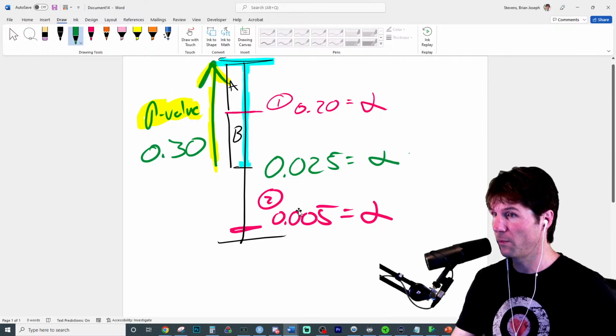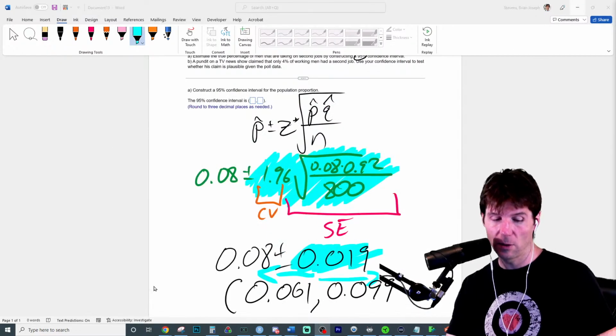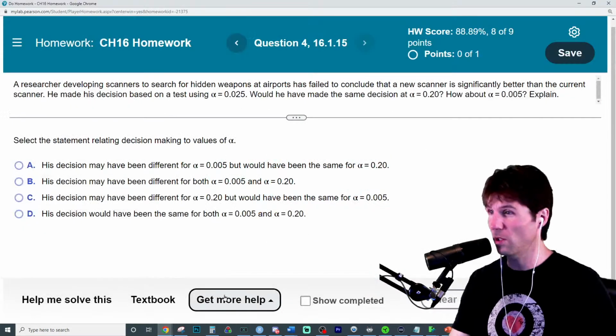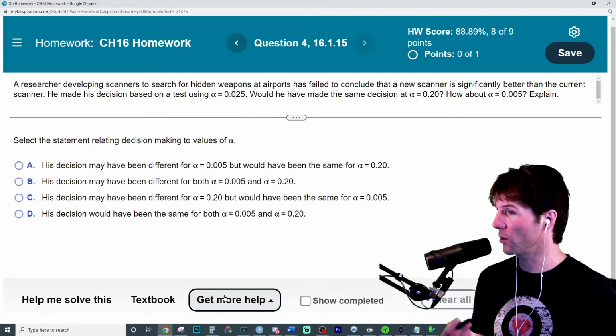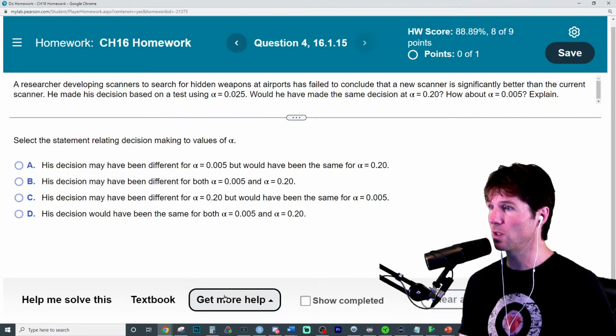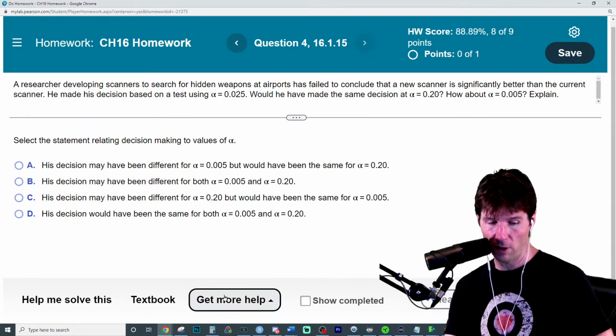We do know it's above 0.005. Really good theory question, pretty tough, and this question changes, so please draw it out. Please try to make sure you understand when we reject, when we fail to reject, and alpha is something the researcher chooses for the point at which they're going to reject. Great question.